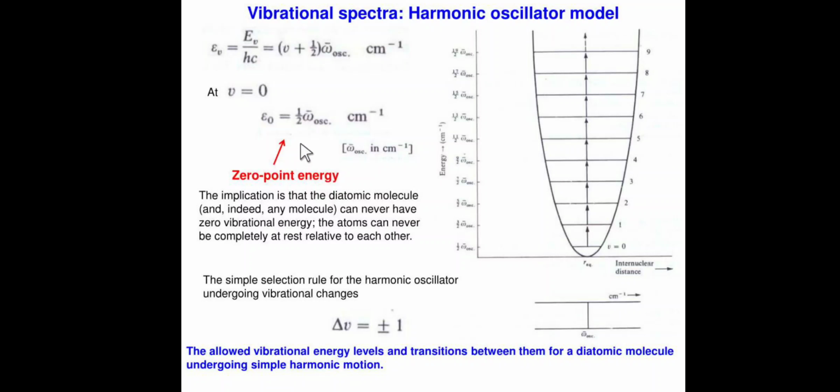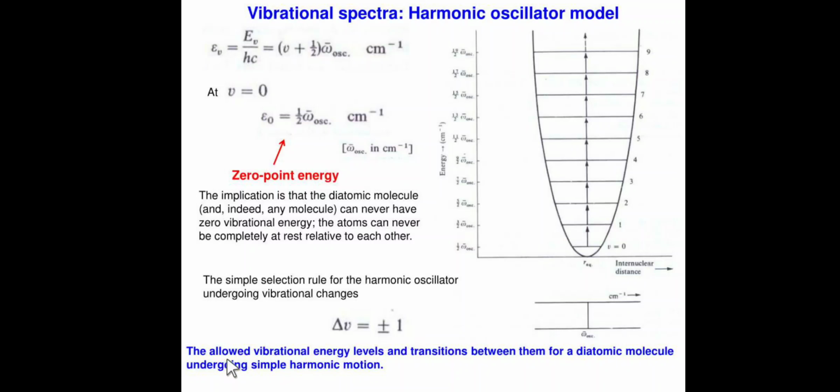And from this equation we can conclude that the atoms can never be completely at rest relative to each other. Then let us consider the selection rule for the vibrational spectra or the IR spectra for the diatomic molecule. So, here the selection rule is delta V is equal to plus minus 1.